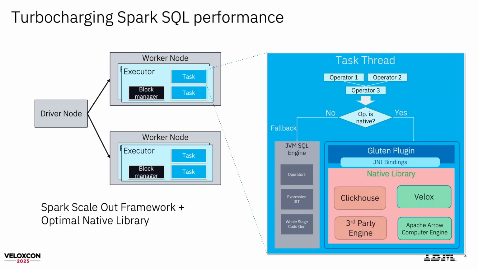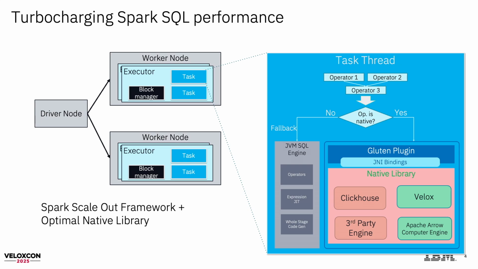So this is how Apache Gluten works. Firstly, Spark has the driver node and the worker node. In the worker node, it has the executors and different task threads. We all know that. And also, there is a Spark block manager to handle the shuffle. What Gluten does is, inside each task, we check whether this operator is supported by the native SQL engine or native library. If it's supported by the native library, we send this operator to the native library, execute it, and return the data. If it's not supported, then we fall back to the vanilla Spark JVM SQL engine.